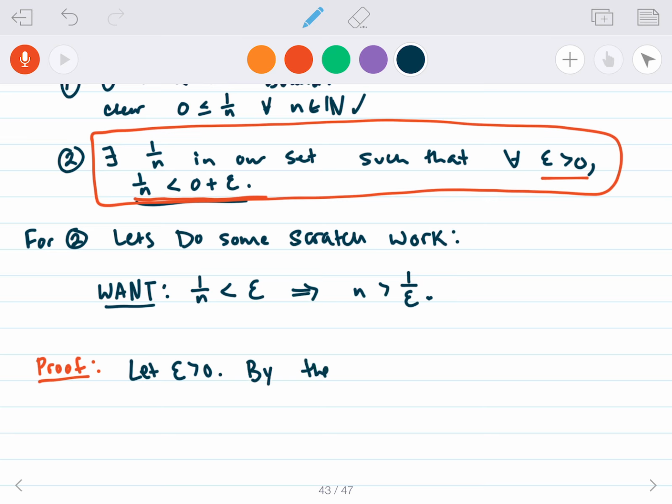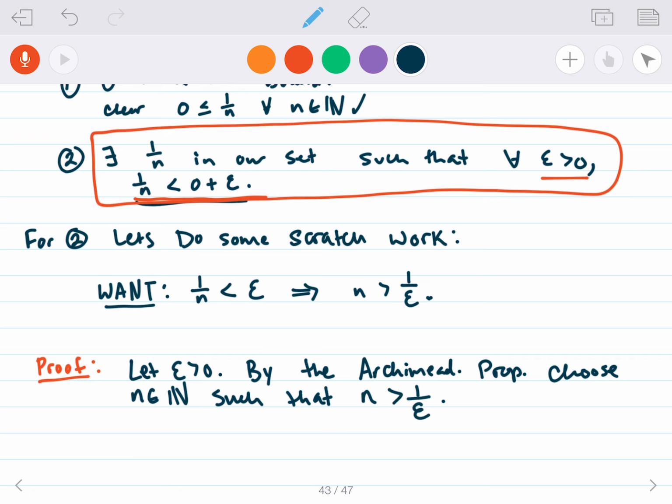By the Archimedean property, choose little n in N such that little n is bigger than 1 over epsilon. Okay, so we were given a positive epsilon, and the Archimedean property says you give me any positive real number, whether it be epsilon or 1 over epsilon, and I guarantee you I can find a natural number bigger than it. Okay?